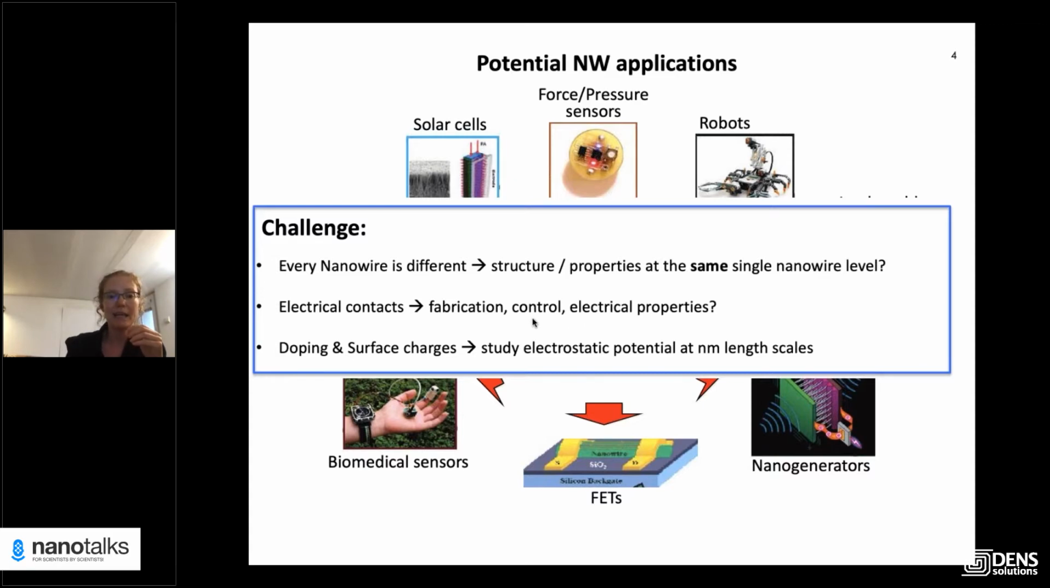The last challenge is related to internal electrostatic potential. In most devices, we need some varying potential landscape, for example, a p-n junction where you have doping contrast, and this can then also be influenced by surface charges or charge traps. Therefore, it's highly relevant to study electrostatic potential at nanometer length scales to truly understand why the device behaves as it does. So I'd like to address parts of these three challenges in my talk today.